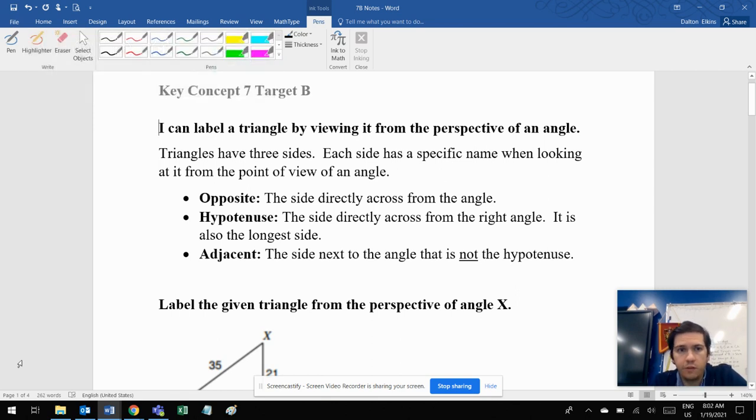Welcome to Key Concept 7 Target B. Your objective for this video is: I can label a triangle by viewing it from the perspective of an angle.